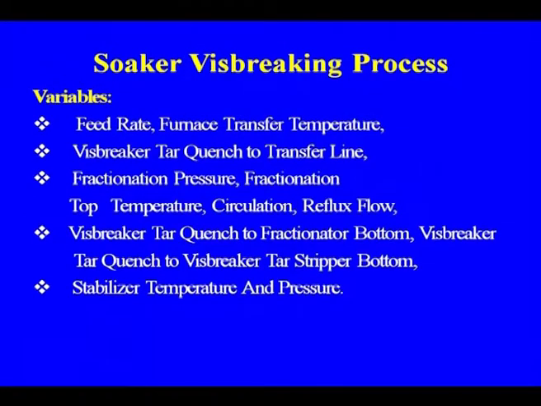Variables in the soaker visbreaking process. What are the variables? Feed rate, furnace transfer temperature, visbreaker pressure to transfer line, fractionator pressure, fractionator top temperature, circulation reflux ratio, visbreaker pressure to fractionator bottom, visbreaker stripper bottom, stabilizer temperature and pressure. These are some of the operating variables in visbreaking.